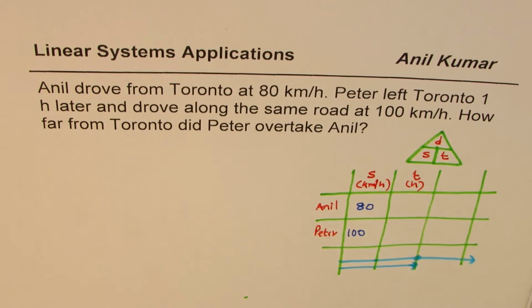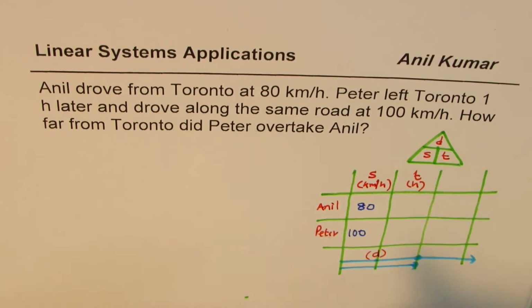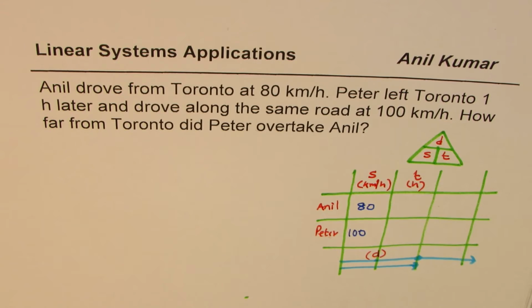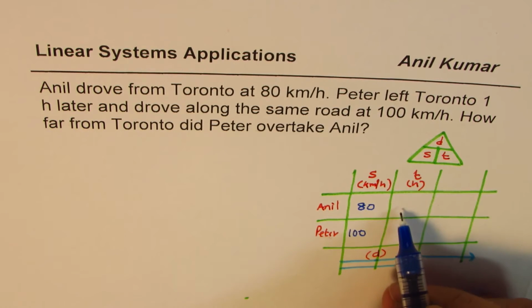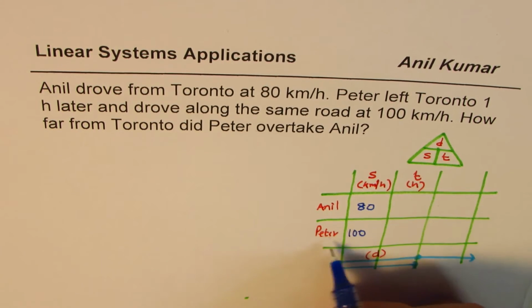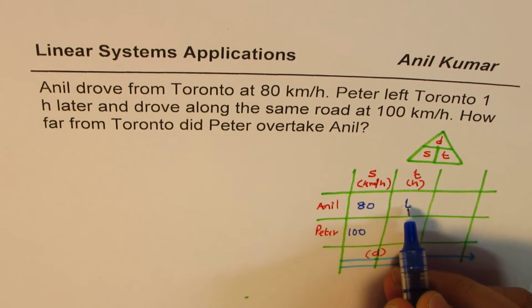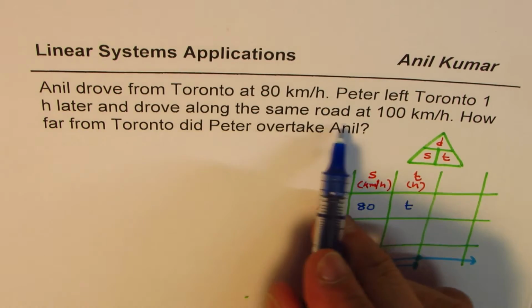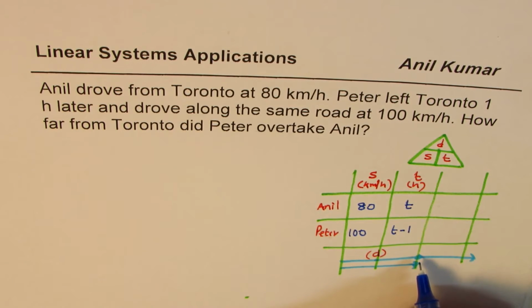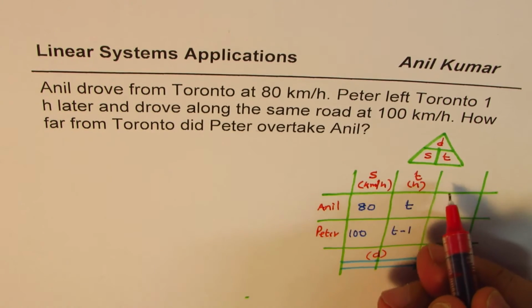So when Peter starts, Anil is already ahead. So at this point, let us say Peter overtakes. The distance covered by both is the same, right? That is very important to understand. However, time taken by Peter is 1 hour lesser. So how to define time? Either you can say Peter drove for time t, Anil drove for t plus 1. Or if you say Anil drove for time t, Peter will drive for t minus 1. So either way you could work. So let's say Anil drove for t hours. Since Peter started an hour later, Peter took 1 hour less to reach that place. Does that make sense, right?